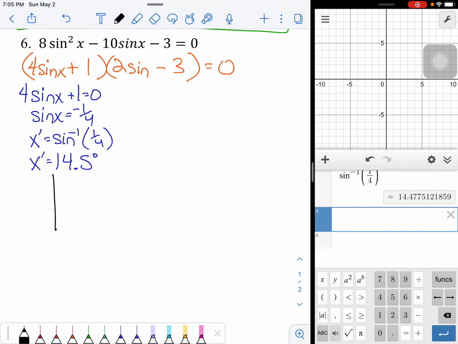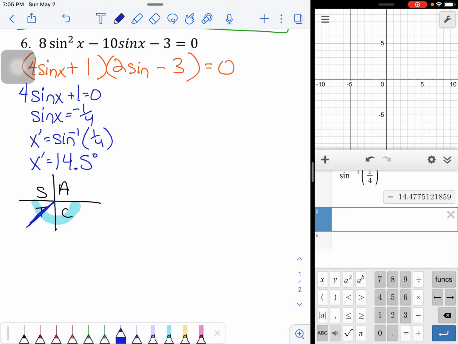But visually, I want to look and see where is sine negative. So A, S, T, C. Sine is going to be negative in quadrants 3 and quadrant 4. All right, so we're not actually going to use the reference angle as an answer, but we're going to use it to find our answers.